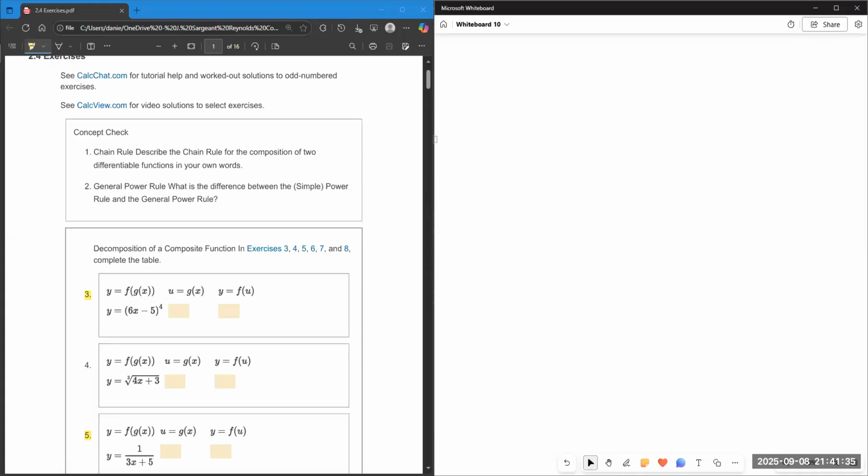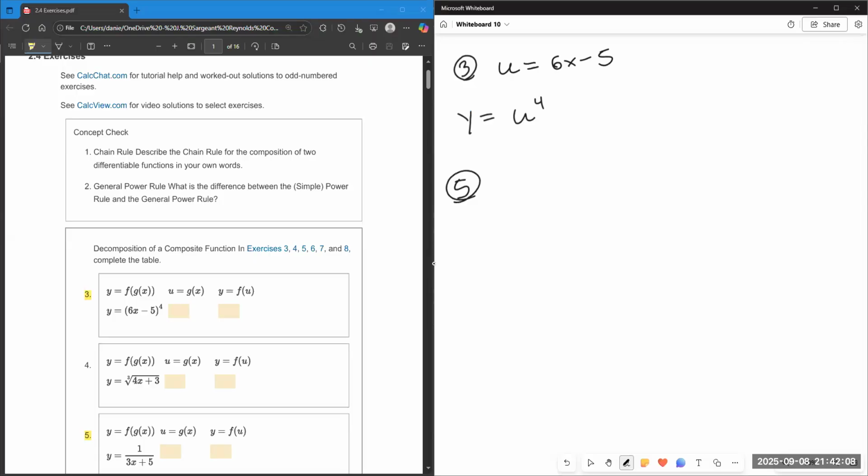So u in number 3, my u is going to be equal to, the inner function is 6x minus 5, and I want to write y as a function of u, so that's this box over here. So that's going to be u to the 4th. That's all they want me to do. They don't want me to actually do any differentiation yet. Just, can I write y as a function of u?